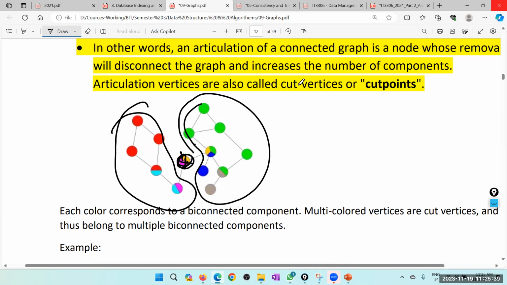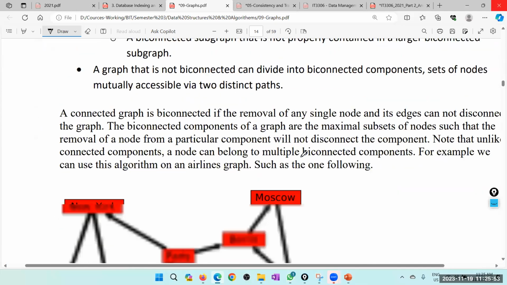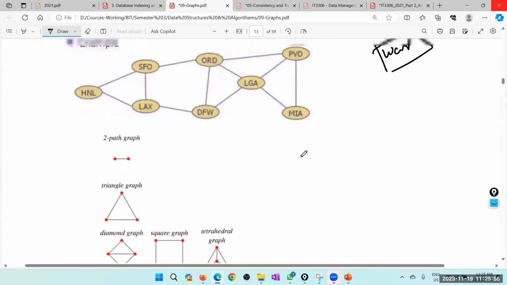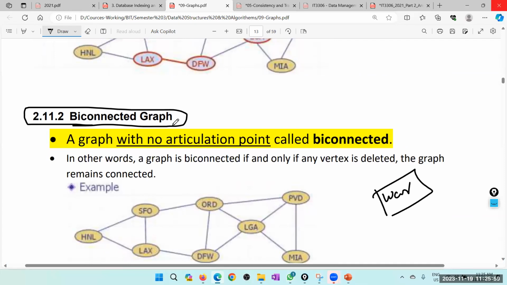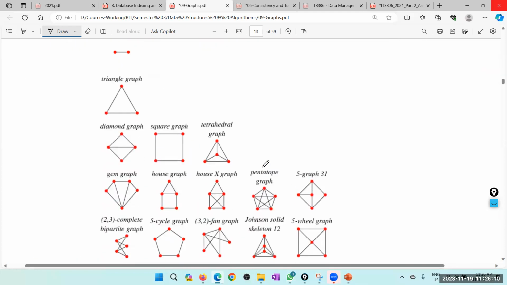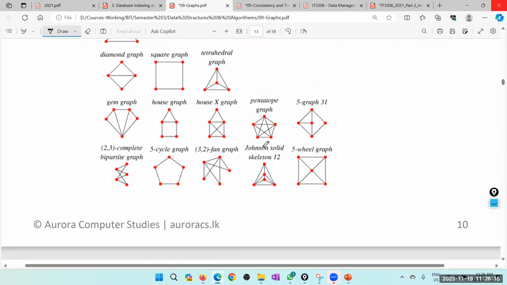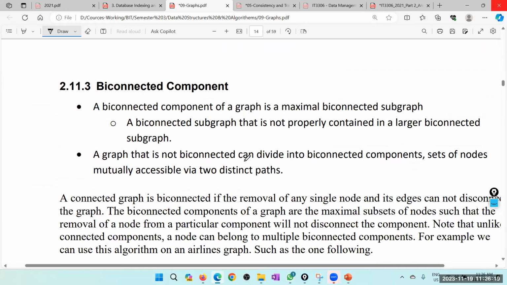Of course, there is another usage. When there's a disaster or something like that, these are critical points because they isolate different areas. But if it is not a cut point, we have alternative paths. So a bi-connected graph means you don't have such cut points in that graph. That is good in that kind of situation, less risky. So all these are bi-connected graphs. There's no single cut point.